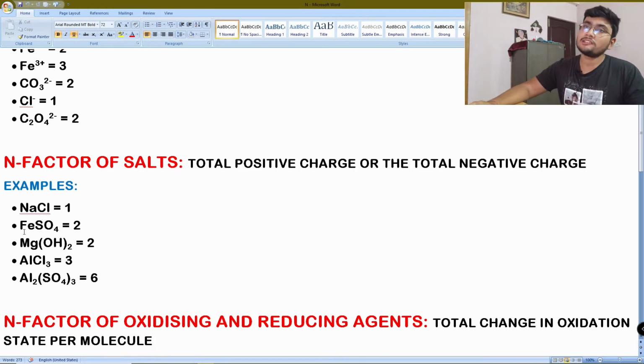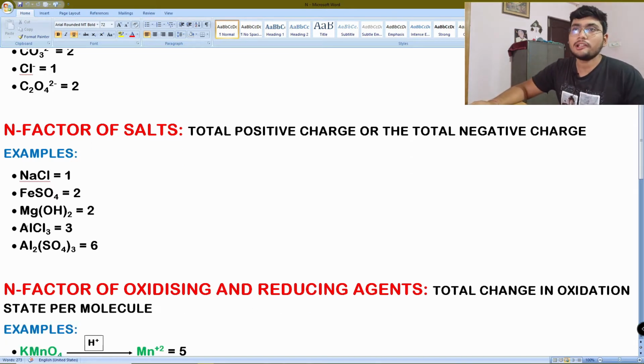In the second example I have taken ferrous sulfate. The total positive charge on the ferrous ion will be 2+, and the total negative charge on the sulfate ion will be 2-. So the total positive charge on the overall salt is 2+, and also the total negative charge is 2-. So what will be the n factor? 2. Because the total positive charge or the total negative charge of the salt is its n factor. So the total positive charge on ferrous sulfate is 2+, so the n factor will be 2.